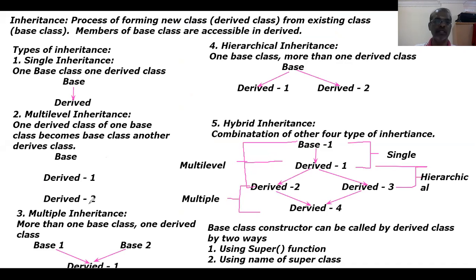Okay, multiple inheritance. This derived class has to call base 1. In this, clearly put base 1 dot init. If you want to access base 2, simply put base 2 dot init. That's simple. That is the concept.